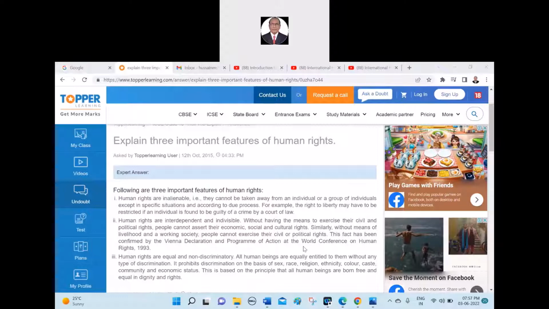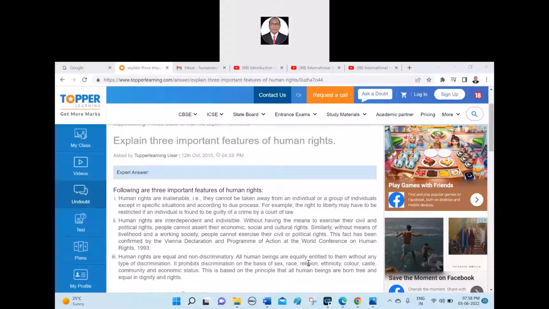The third one is human rights are equal and non-discriminatory. That means everybody is equal under the eye of the law, and that is human rights. It is non-discriminatory. For white, one human right; for black, another human right; for child, one human right; and for woman, another human right? No. All human rights will be equal, irrespective of caste, creed, religion, skin color, culture, dialect, language, place. We can count all of them. They are all equal, irrespective of what I just narrated.